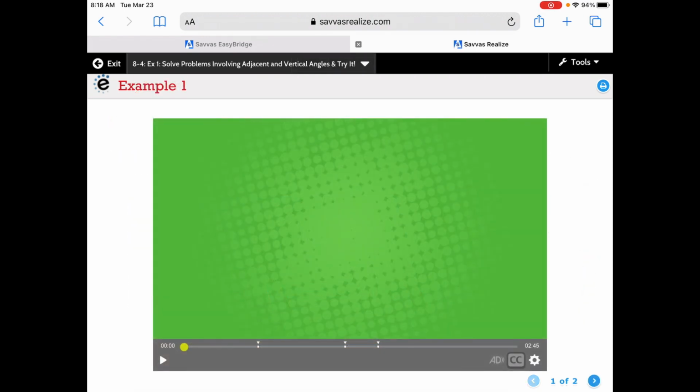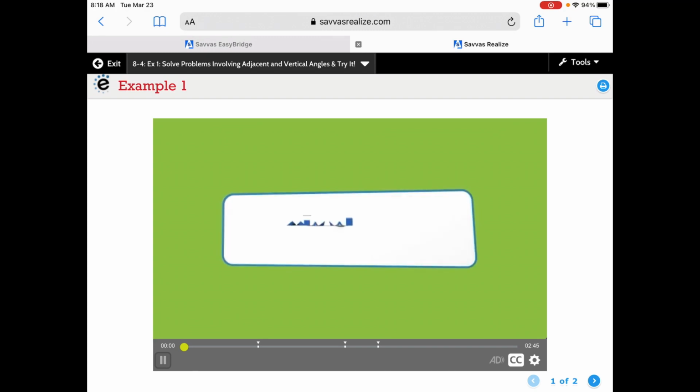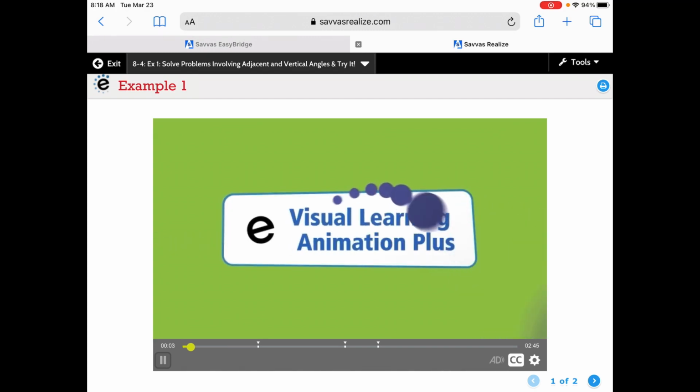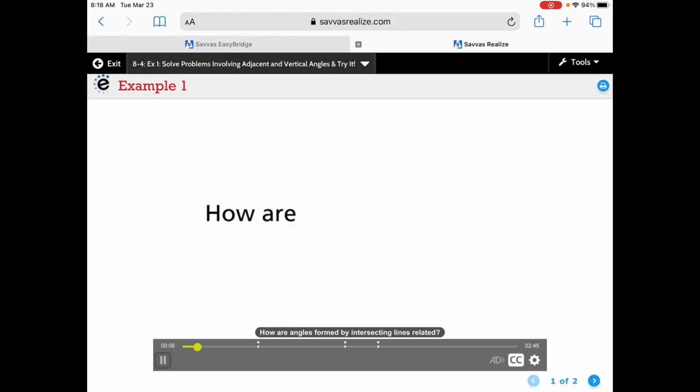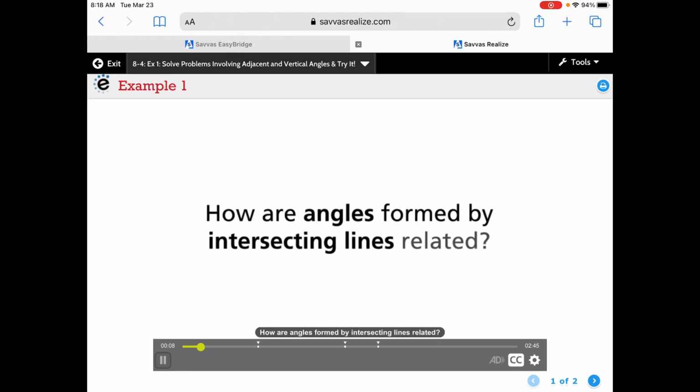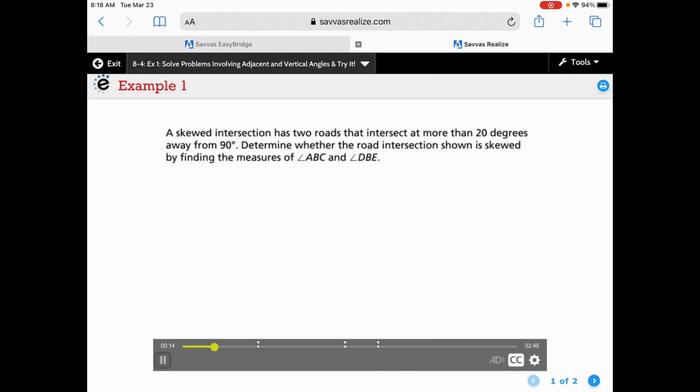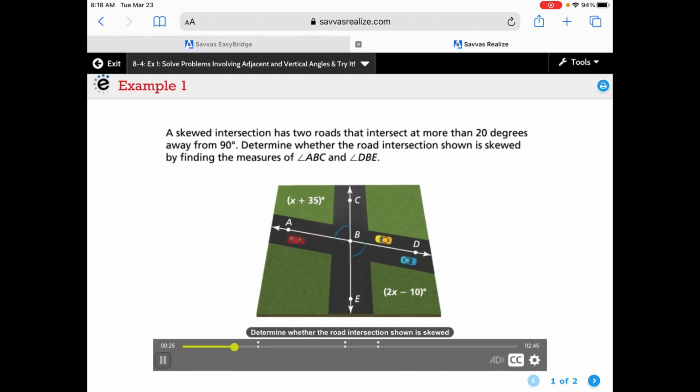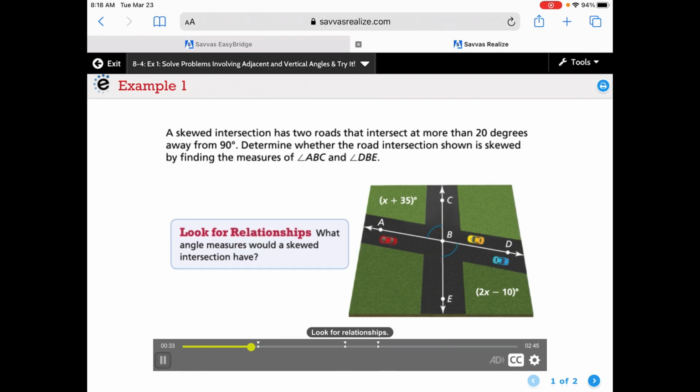Alright, let's turn over to page 452 where we see the intersection. Follow along. How are angles formed by intersecting lines related? Think about this question during the lesson. A skewed intersection has two roads that intersect at more than 20 degrees away from 90 degrees. Determine whether the road intersection shown is skewed by finding the measures of angle ABC and angle DBE. Look for relationships. What angle measures would a skewed intersection have?